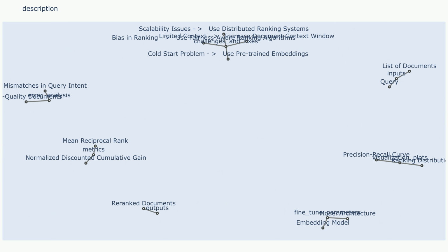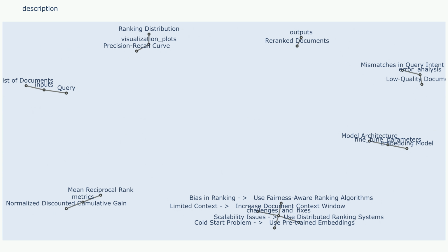Normalized discounted cumulative gain (NDCG), a measure of the ranking quality of the re-ranked results, taking into account the position of relevant documents in the ranking. Visualization plots. Precision recall curve. This plot shows the trade-off between precision and recall for different ranking thresholds.